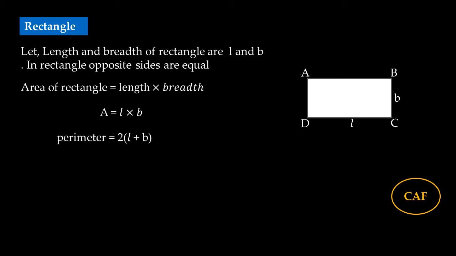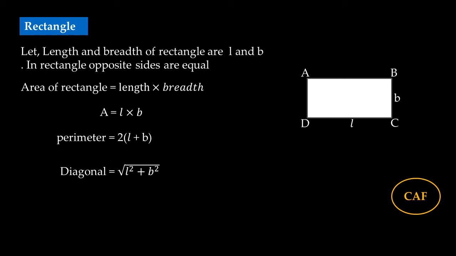And coming to the perimeter, same thing, we have to add all the sides. If you see this one, L is there one time, and the opposite side also we can assume as L. So L is repeated 2 times and B is repeated 2 times. So finally you will get 2 into (L plus B).